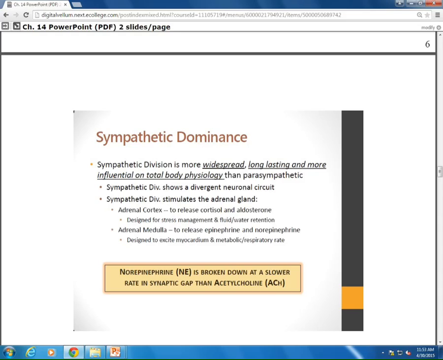There tends to be a dominance of sympathetic flow over anything that's parasympathetic because the body always wants to protect itself. And the biggest reason why that happens is here. Norepinephrine is broken down at a slower rate. So once you get all charged up, it takes a while for the body to come back down, physiologically. And that's for the sake of the body.